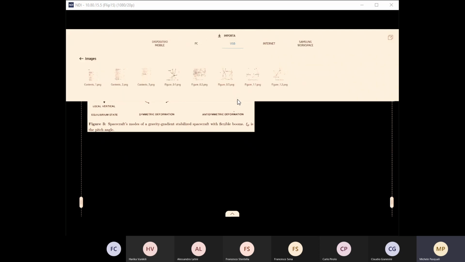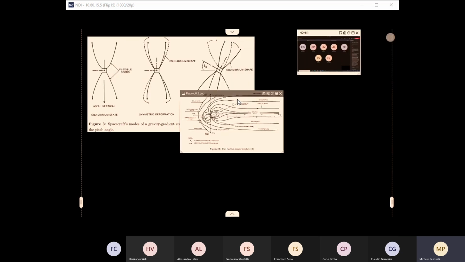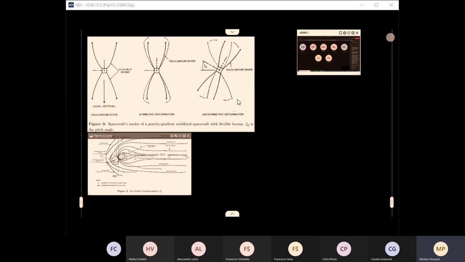We have also something for this. I'm not sure if you can actually see that. Maybe let's put it here.